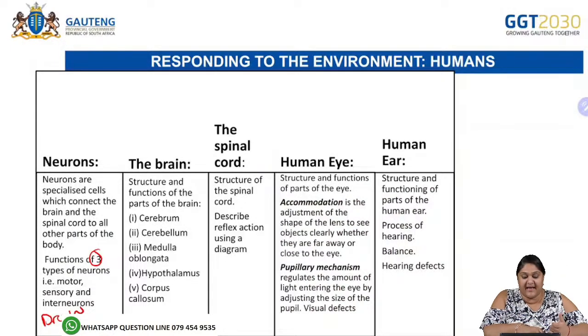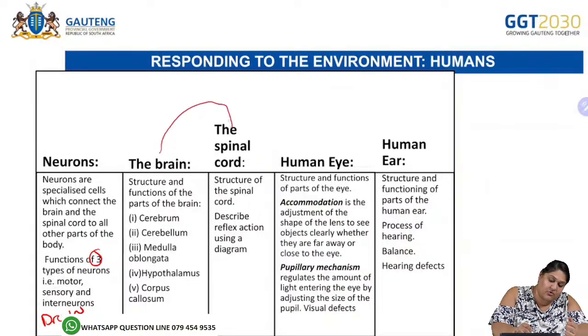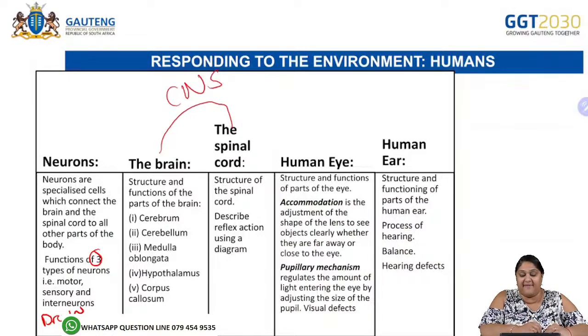And then you've got the brain. You need to know the structure of the brain, the structure of the different parts and the function of those parts. You need to know the spinal cord. You need to know that the brain and the spinal cord make up the CNS, which is the central nervous system. And then you've got the human eye and the human ear. Okay, very important. These are the main focusing points, but there are also other things. Like I said, we cannot go through all of them.